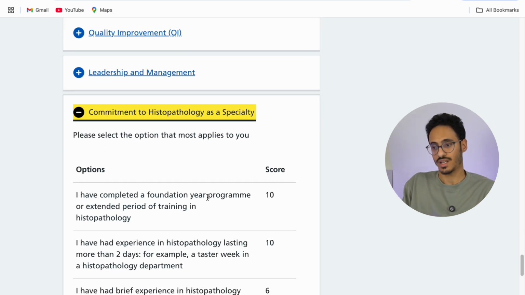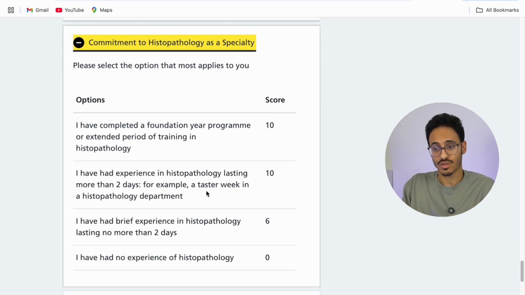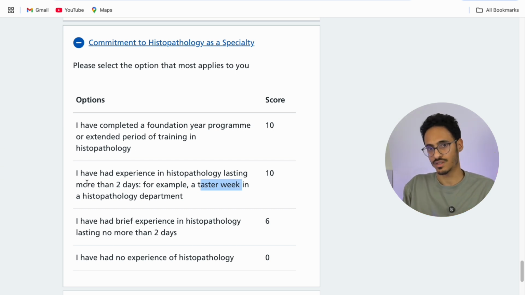Now, this is actually a gold mine, because if you do a taster week, which is an elective, they call them taster weeks in the UK, for more than 2 days, let's say you do 3 days in a histopathology department, and then you get a certificate or a letter for completing that elective period, you can score 10 points. Now, I've done a foundation year program block, which is like 4 months in histopathology, but someone who did 3 days in histopathology will score 10 points, just as much as I did. So focus your energy in domains where you can score a lot, rather than trying to get a PhD or a master's degree, which could take at least a year or more.